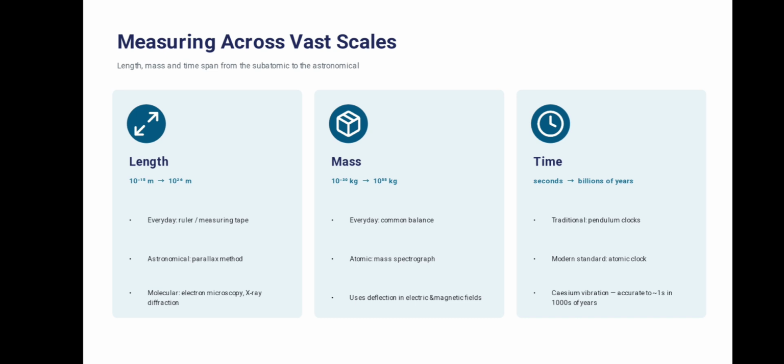Time is measured using clocks. Traditionally, mechanical clocks and pendulum clocks were used, but today the most precise time standard is the atomic clock, which uses the extremely regular vibration frequency of cesium atoms. Atomic clocks are so precise they may lose or gain only about 1 second in many thousands of years.